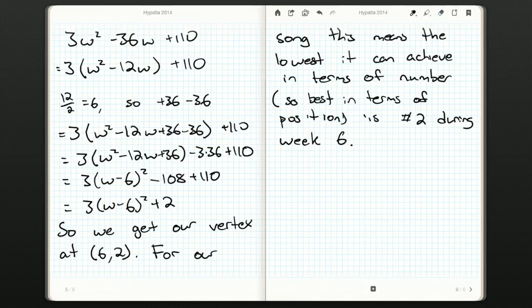So the best position is given by the lower number. Lowest number we're going to get is 2. When does that happen? Well, it happens when this portion over here is 0. And when is this 0? Well, 3 is certainly never 0. So it's got to be this square's got to be 0. If something squared is 0, then what we squared must be 0. So w minus 6 is 0. And that means w is equal to 6. So that happens during week 6.